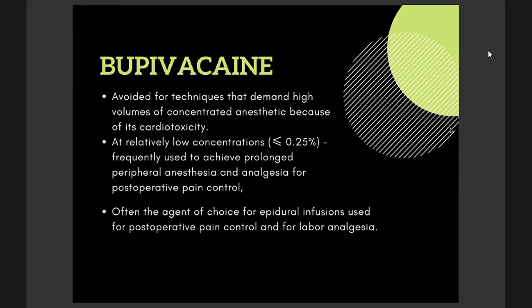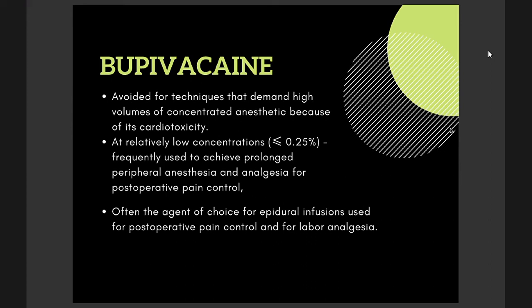Then you can give as high as 0.25 for analgesia, but you do not have motor block. When you want motor block, you have to give your 0.5%. That is why your 0.75% bupivacaine has a very good motor block or muscle relaxation, but the drawback is its cardiotoxicity.